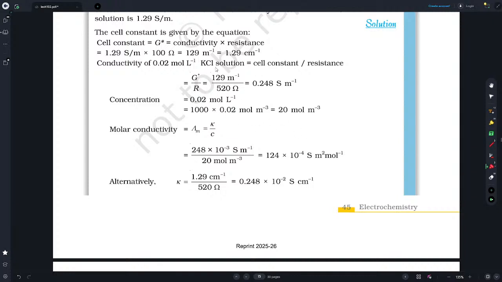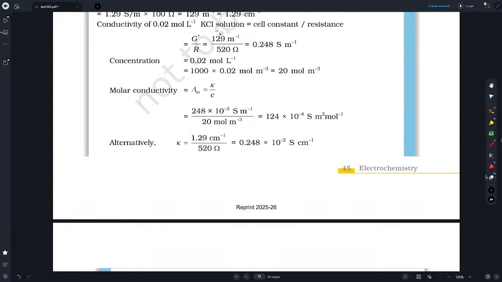because we are converting mole per liter into mole per meter cube, for which we need to multiply by 1000, as 1000 liters equals 1 meter cube. We get the answer as 20 mole per meter cube, and lambda m equals conductivity by concentration. If we substitute the conductivity value which we found using G star by R, we get molar conductivity, which is found to be 124 into 10 power minus 4.